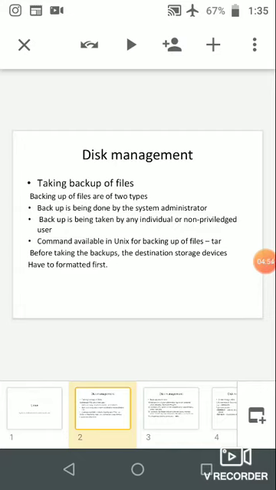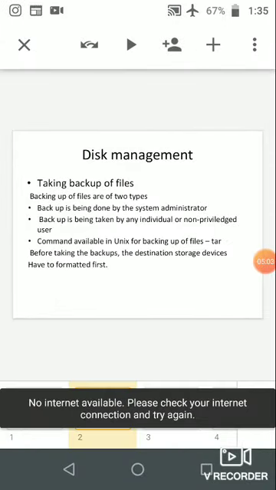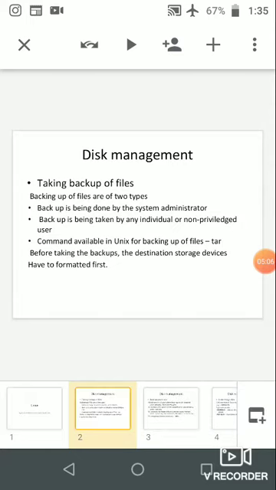And for performing this backup process, Unix has a command called tar. The tar command is used, and tar stands for tape archive. Previously, most of the devices were tape drives. That's why the command is named in such a way. Tar, tape archive, tar. This is the short form of tape archive.